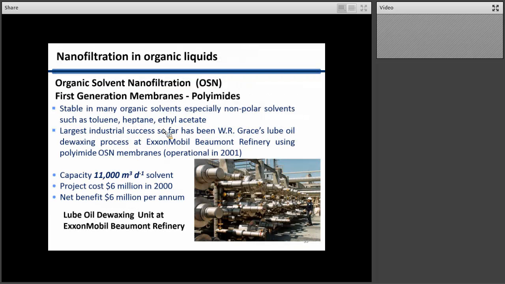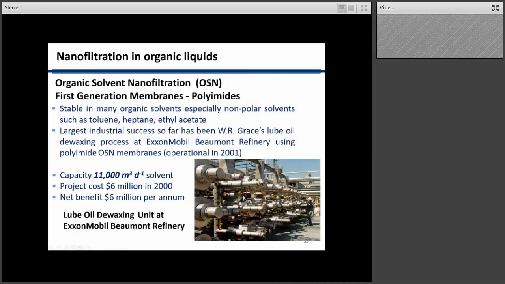So they came up with what I call the first generation of organic solvent nanofiltration membranes. These are stable in solvents like toluene, heptane, ethyl acetate, and are membranes made from polyamides. And W.R. Grace and ExxonMobil worked together to build a plant at their Beaumont, Texas refinery. This is a shot of the plant here. So you can see it's a whole lot of insulated pipes.